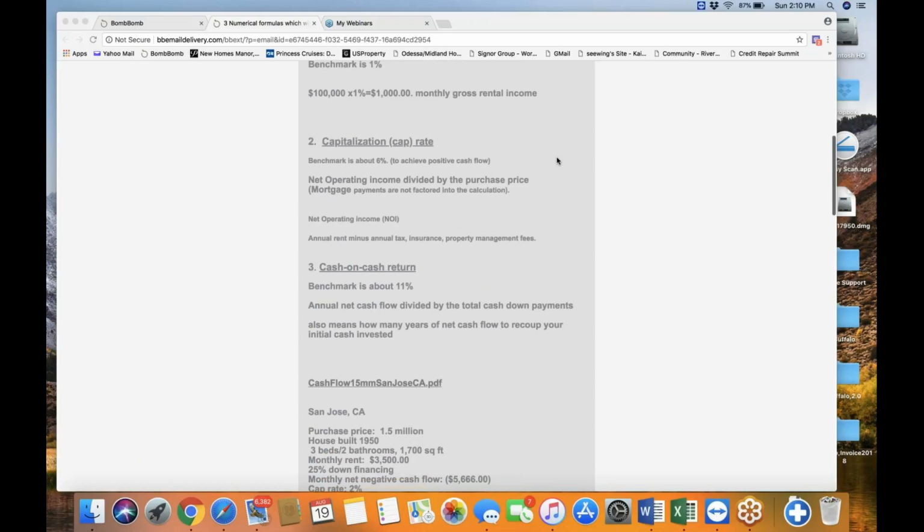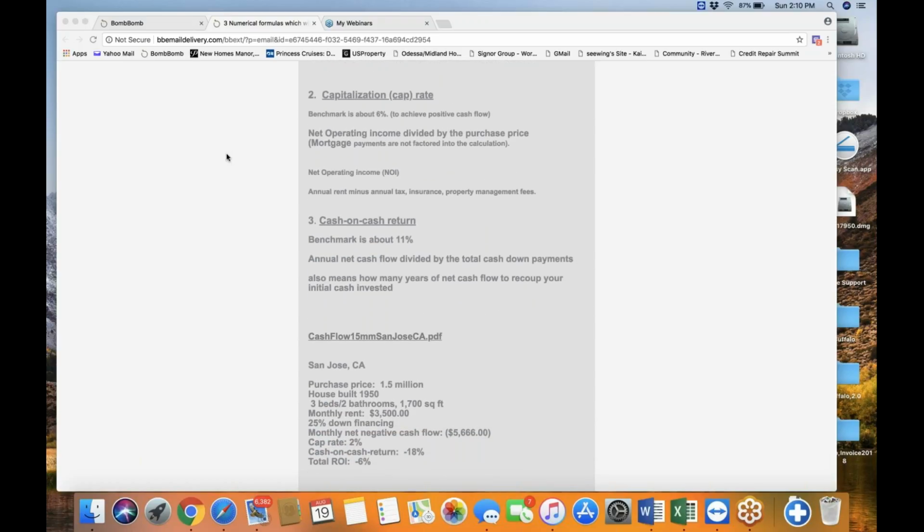All right, so let's move on to the numerical formula. Number 2 is the capitalization rate, short for cap rate. What's the cap rate? This number crunching is very, very analytical. The benchmark is around a 6% cap rate to achieve positive cash flow. Let me provide you with a definition of the cap rate, and why it is so critical. The formula is net operating income divided by the purchase price.